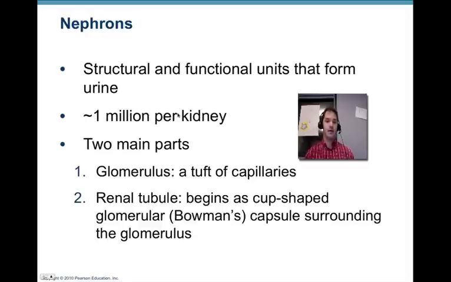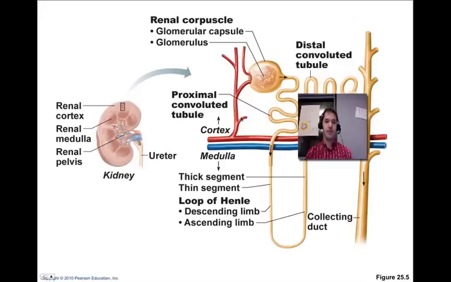They have a tuft of capillaries called the glomerulus and a renal tubule, which begins as a cup-shaped glomerular capsule surrounding the glomerulus, those capillaries, and then it becomes the proximal convoluted tubule, the loop of Henle, the distal convoluted tubule, and the collecting duct. So here we have that here.